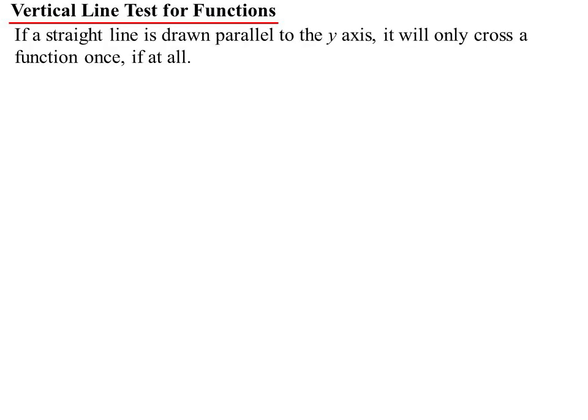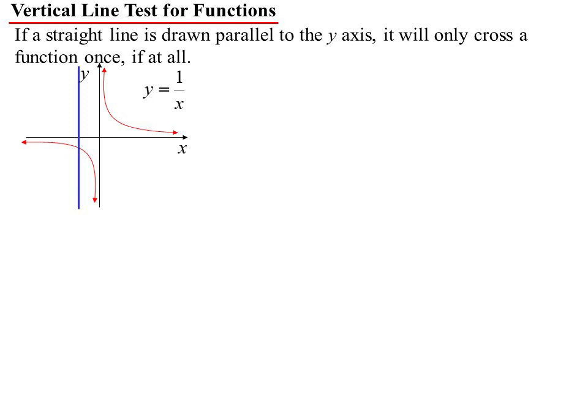Testing for functions. How do we know whether a particular relation is indeed a function? The vertical line test, visually it's a lot easier to tell. If you draw a straight line parallel to the y-axis, it'll only cross a function once, if at all, because you've got a maximum of one y value for any input. Example, our hyperbola, it does not matter where I draw a vertical line, it will only cut it once. And at 0, of course, it doesn't cut it at all. So that one's good, that is a function.